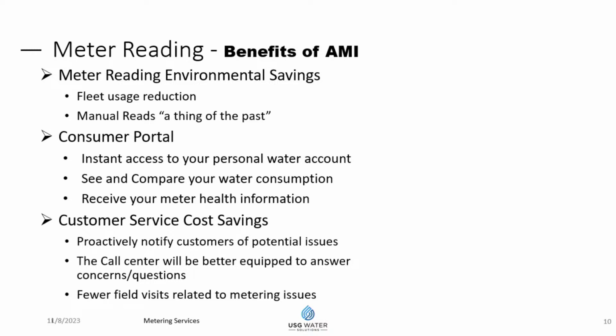Customer service cost savings include being able to proactively notify customers of potential issues. The call centers, the clerks, will also be better prepared and better equipped to answer your questions instead of saying, we'll just have to send someone out and take a look at it. They'll be able to help you on the phone. Fewer field visits relating to meter issues. Again, as I said, typically with an AMI system, with the data they're going to have, they're going to be able to resolve about 80% of customer calls over the phone.